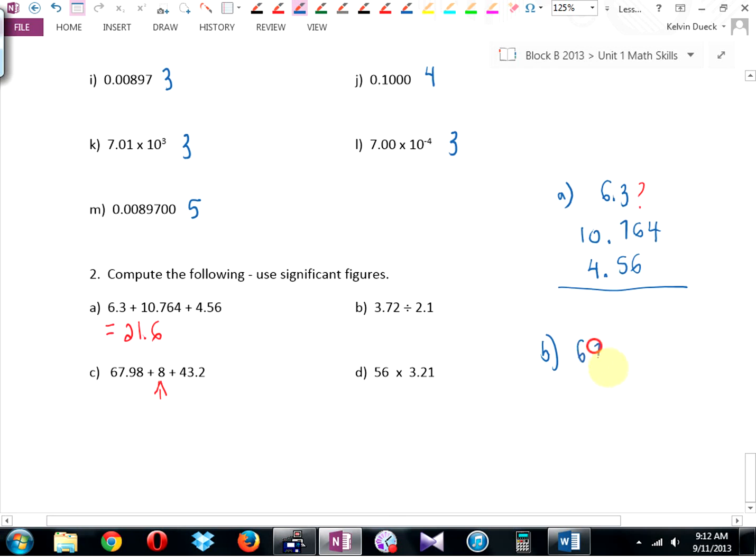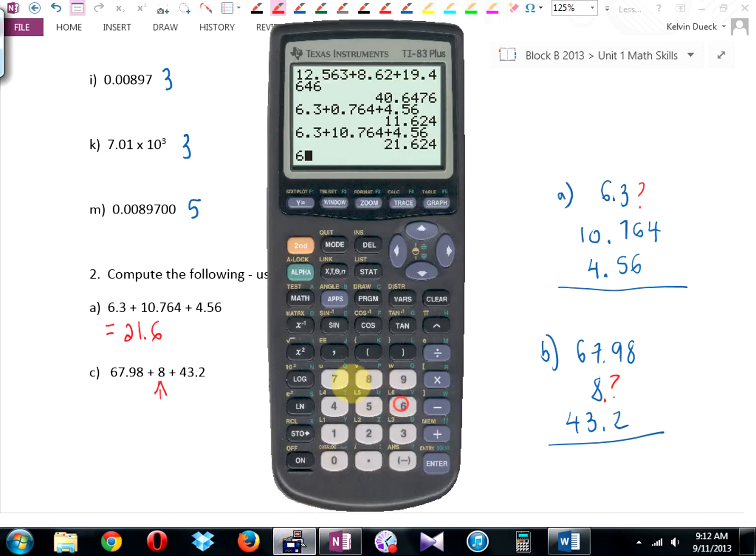It's going to be 67.98, 8, and 43.2. And it looks like my first guess is right there. So if I add these together, 67.98 plus 8 plus 43.2, double check to make sure I typed it in correctly.